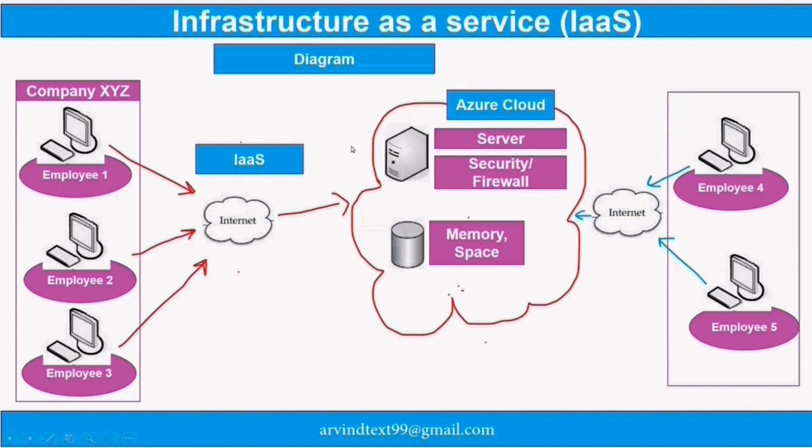So this is the company XYZ. This is the Azure cloud, and this company has purchased these services on Azure cloud, like servers, security, firewall, memory, spaces. And the users of the company, for example, these are the users, employees of the company, just need to access these services by using the internet only. So this is an example of infrastructure as a service.